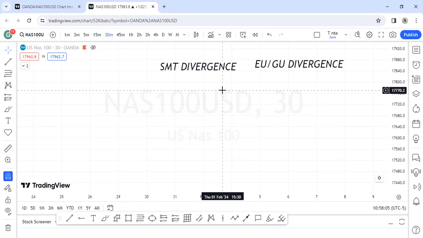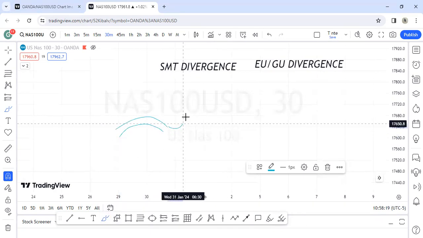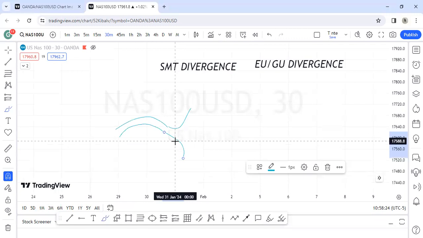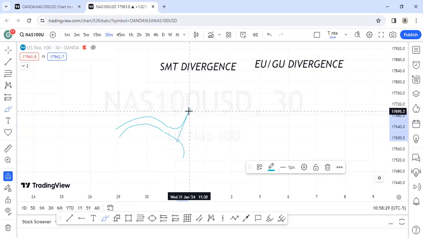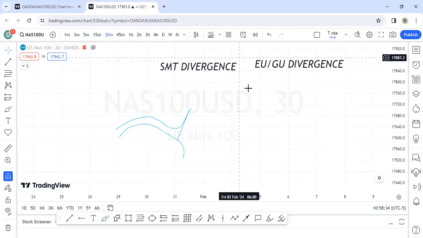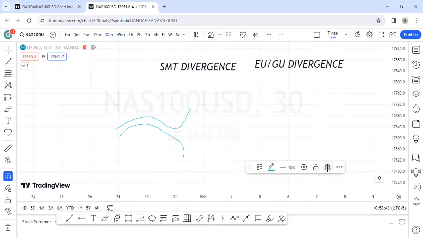Let's assume we have two lines moving in the same pattern. When you say this thing is divergent, it simply means the lines stop moving together. One line goes this way, and the other line goes the other way. This is referred to as a divergence, when the market is not moving in symmetry. There's a break in the symmetry of the market, which is also referred to as SMT divergence. There are many applications of SMT divergence, but for this teaching, we're talking about the EU-GU divergence.